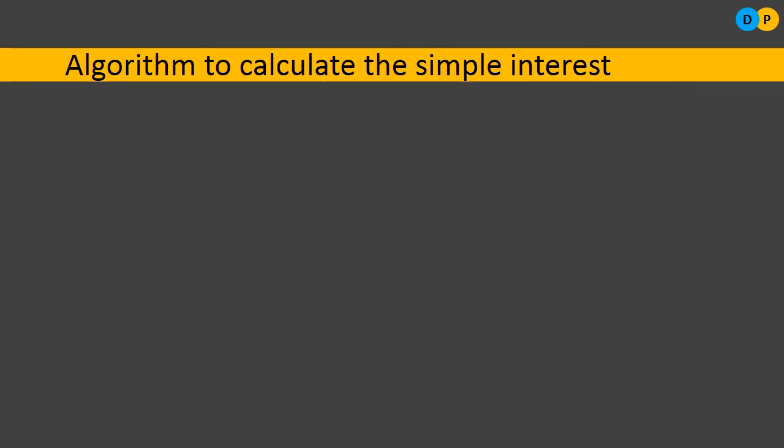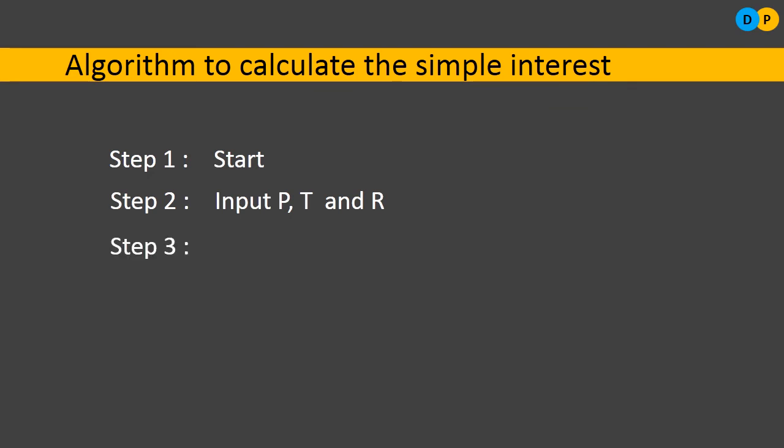Now let me consider one more example. Here we are writing an algorithm to calculate the simple interest. Step 1, as usual, will be starting the procedure. Step 2, we need certain input values in order to calculate the simple interest. What values are required? We need the principal, we need the time, and we need to know the rate of interest. So input P, which stands for principal, T stands for time, and R stands for rate of interest.